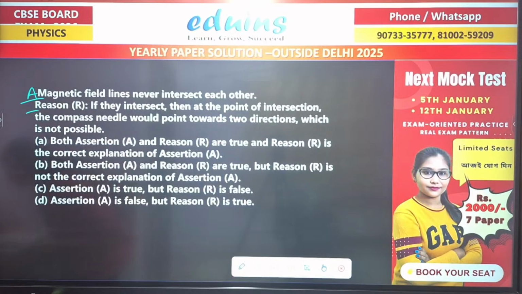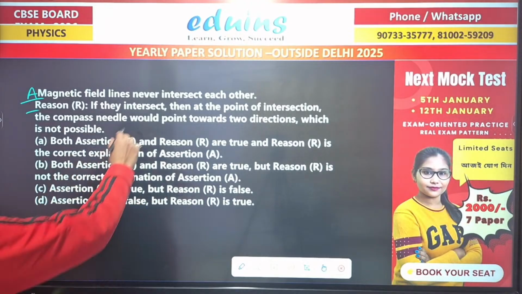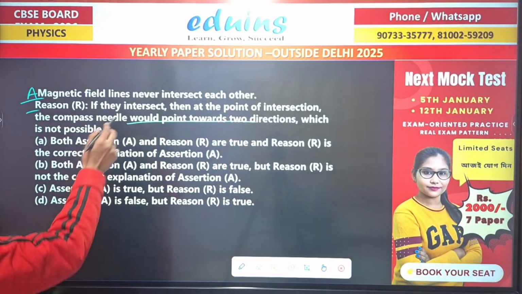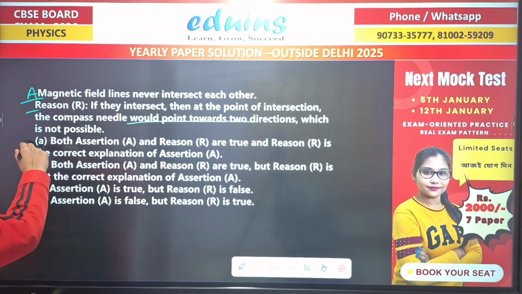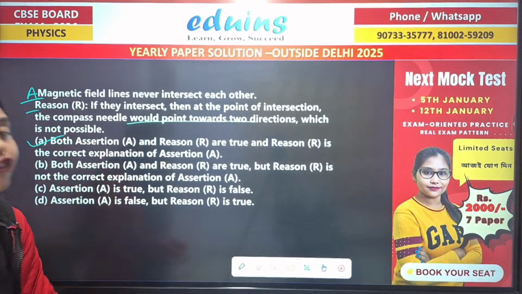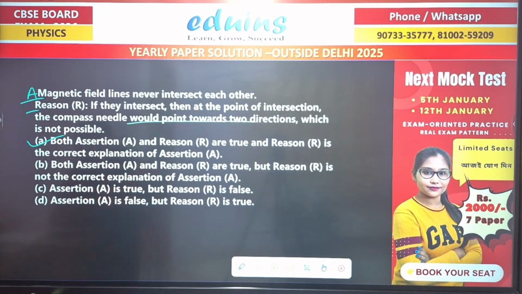Option A, Divya, option A. Okay, very good, well done. That is the correct answer you gave me. So magnetic field lines never intersect each other, because if they intersect, then at the point of intersection, the compass needle would point towards two directions. So this is the correct explanation. So option A is the correct answer because both assertion and reason are true, and reason R is the correct explanation of assertion A. Okay, well done Divya, well done.